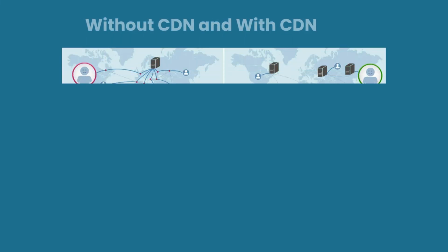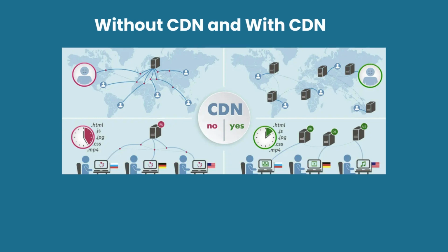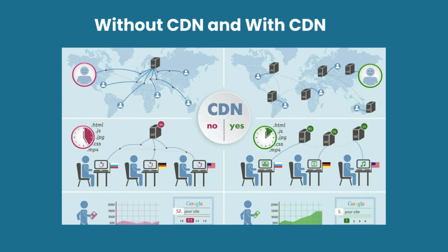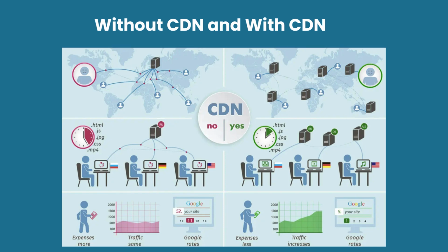This image explains the difference between using a CDN, content delivery network, and not using one. Without CDN, all users access the main server directly, causing slower loading, high latency, and poor performance, especially for users far from the server. With CDN, copies of the content are stored on multiple edge servers worldwide, so users connect to the nearest server, resulting in faster load times, less traffic load, and better user experience.